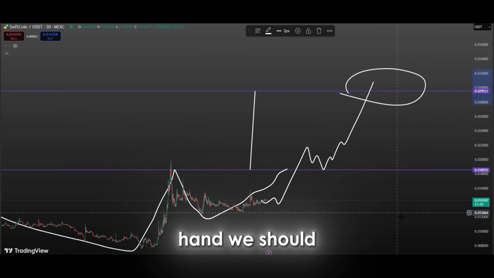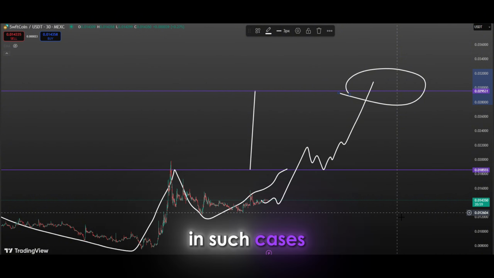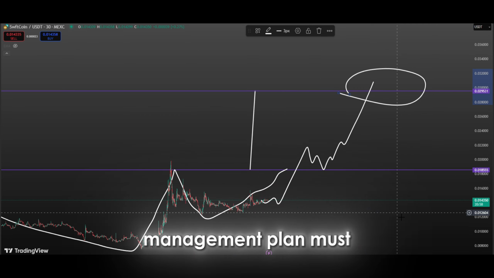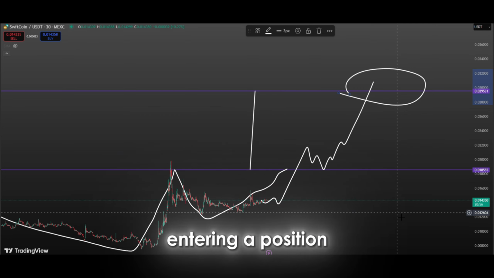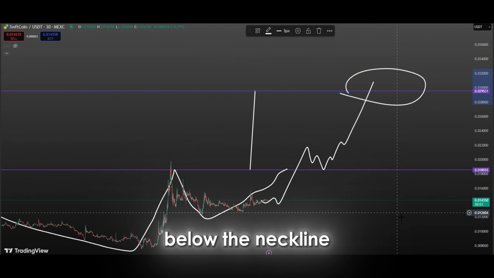On the other hand, we should not ignore the possibility that the inverse head and shoulders pattern may fail. If the expected buying pressure does not appear during the formation of the right shoulder, or if the price breaks above the neckline but then quickly falls back below it, the pattern is considered invalid. In such cases, a proper risk management plan must be in place. For example, if entering a position at the neckline breakout, stop loss levels should be placed just below the neckline. This way, in case the pattern fails, the loss is kept to a minimum.